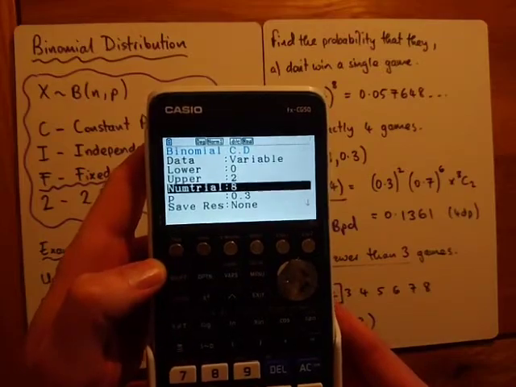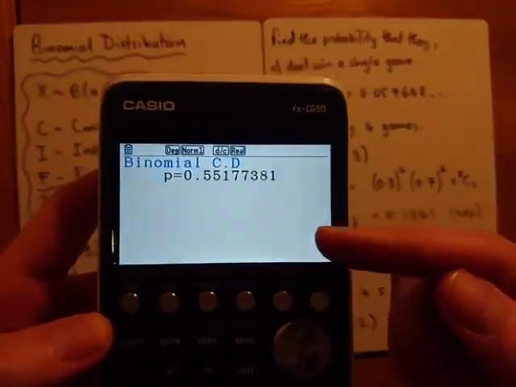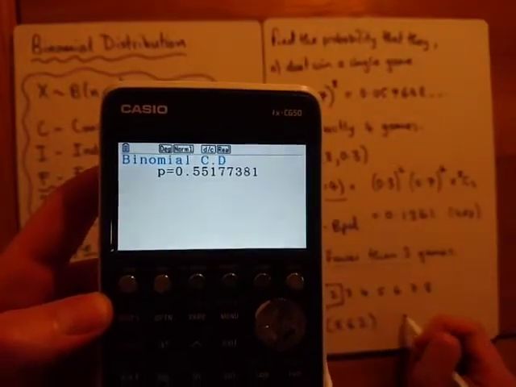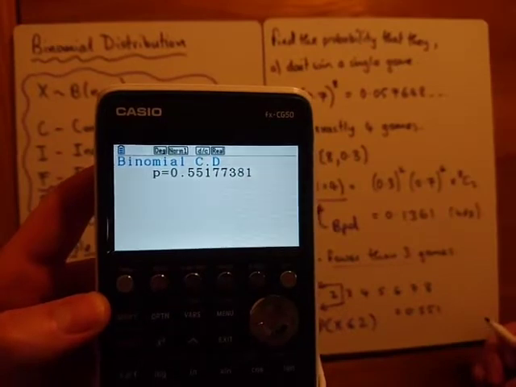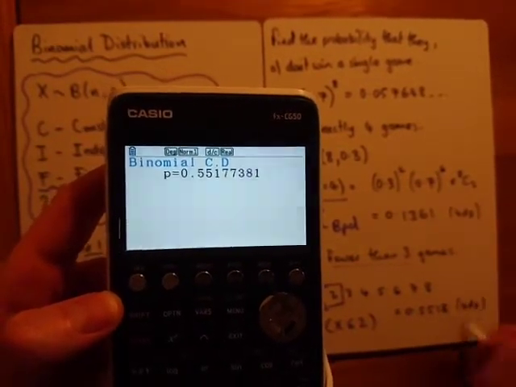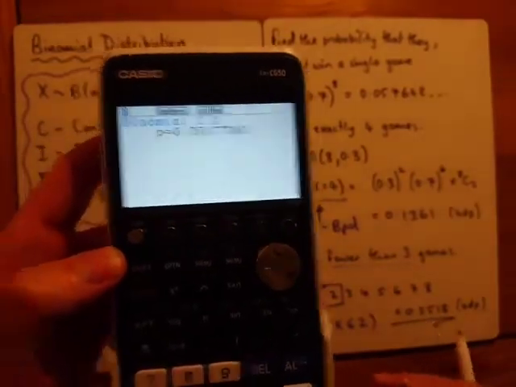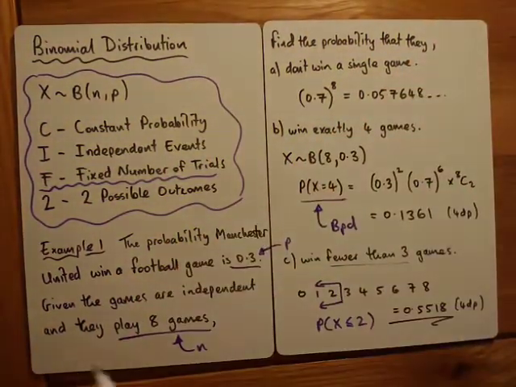Okay, and if we press that, and then press execute, it spits out the answer 0.55177. 0.5518. Okay, to 4 decimal places.